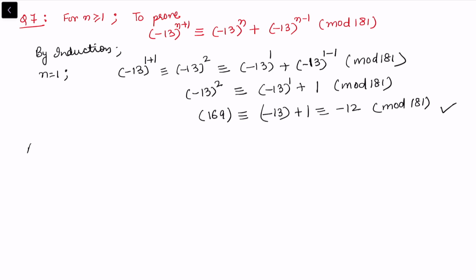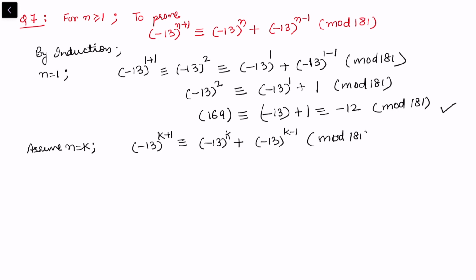And hence this result is true. So we assume the result for n is equal to k, and for n is equal to k, we'll have (-13)^(k+1) congruent to (-13)^k plus (-13)^(k-1) mod 181. This holds. So this we are assuming, and we will prove it for k plus 1.